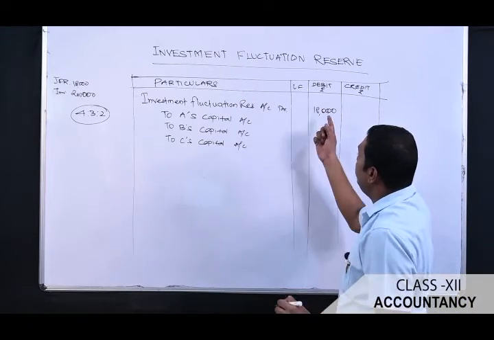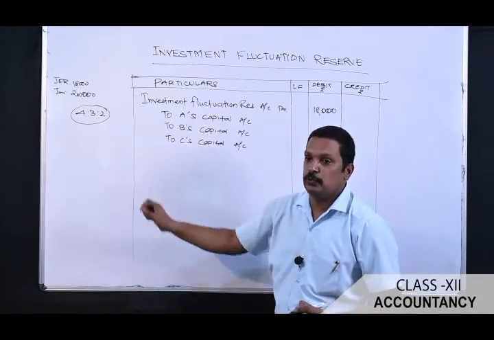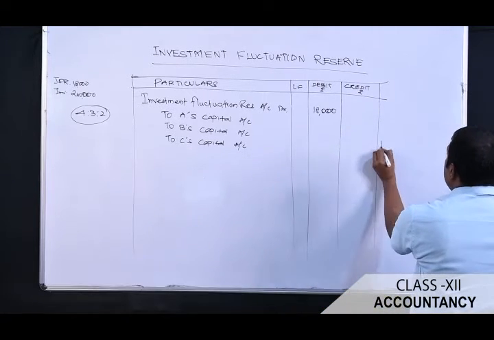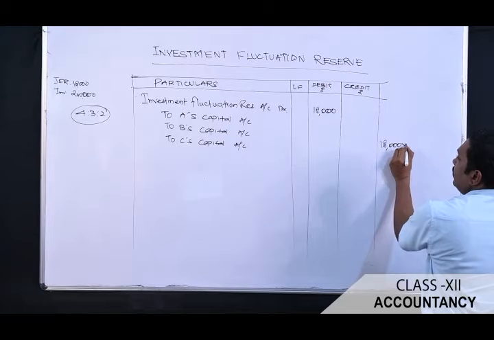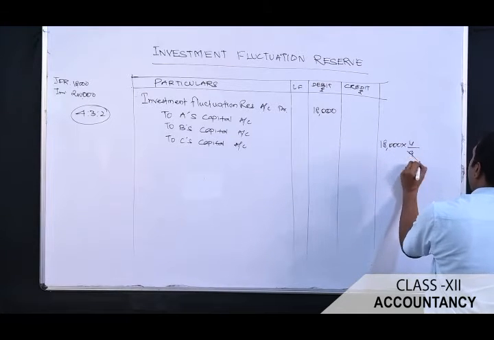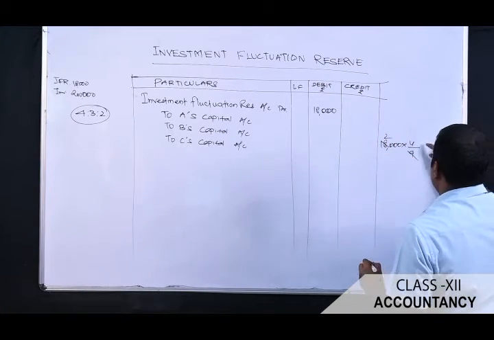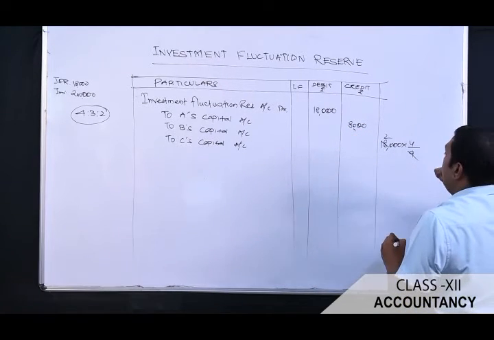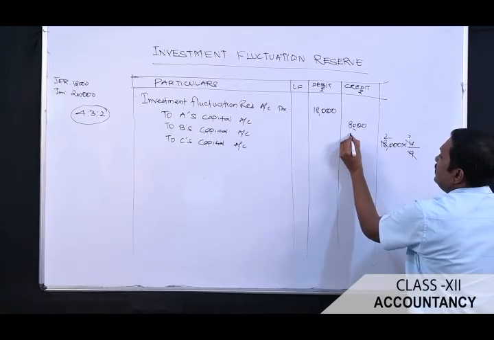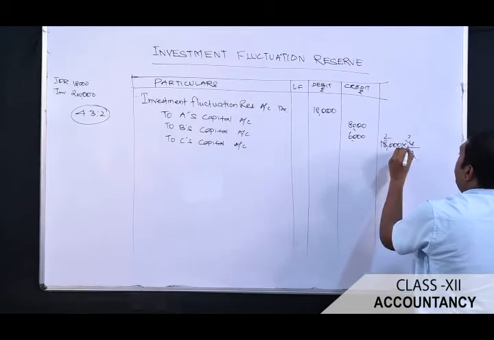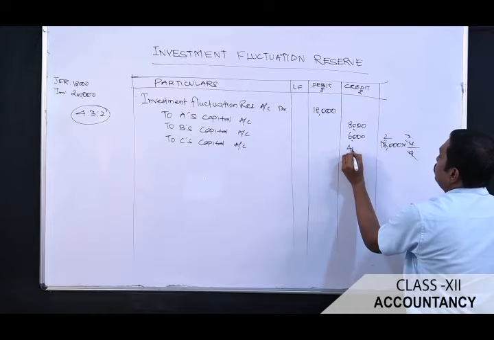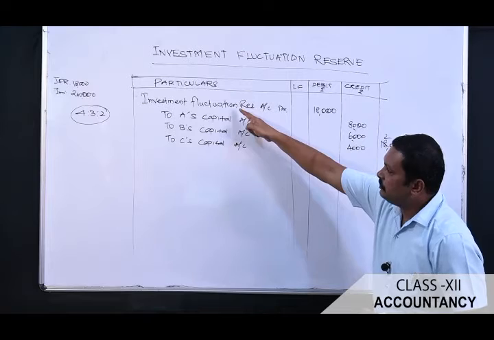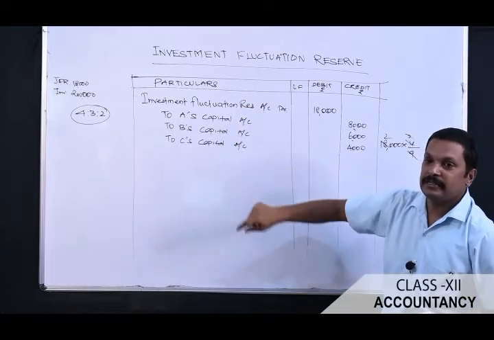So we have to distribute 18,000 in which ratio? The old ratio only. The old ratio is 4:3:2. Now distribute 18,000 into 4/9, so 8,000 for A. A will get 8,000, B will get 6,000 and C 4,000. Right? We distributed investment fluctuation reserve to the partners' capital accounts.